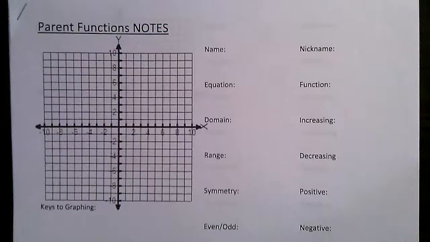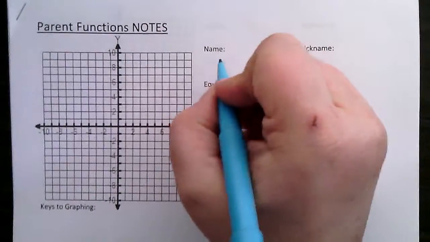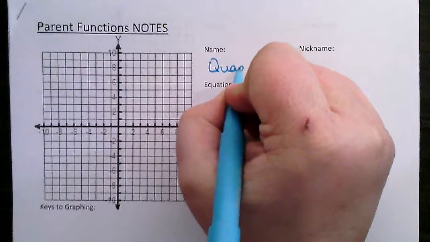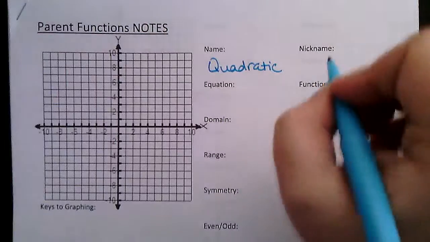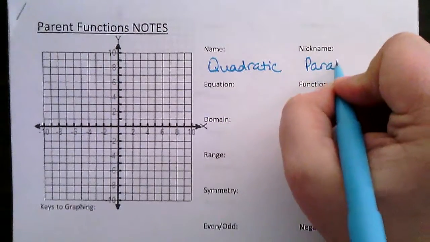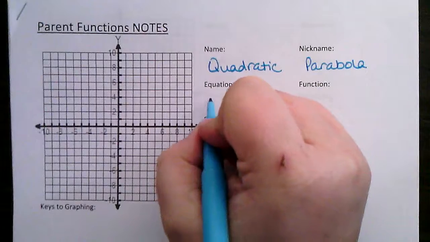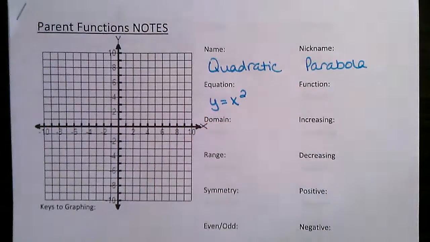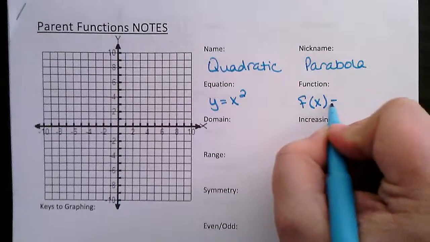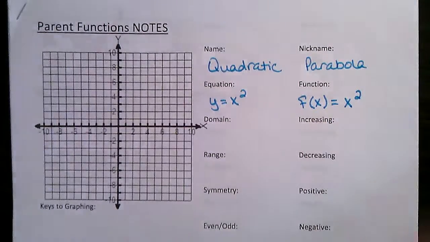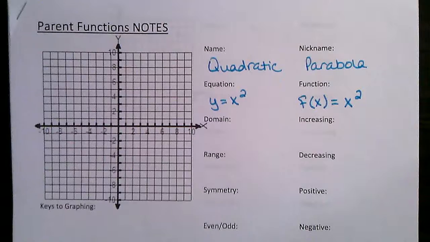Another one that you actually know already, because I forgot there are quite a few on here that you already know. We did this earlier in the year. Quadratic. Quadratic is another one that you know. Its nickname is a parabola. And the equation for it is y equals x squared. Now, just to make you a little bit more comfortable with function notation, we're going to do function notation for all of these. So the function notation for it is f of x equals x squared, because remember in function notation, the f of x just goes in place of the y.